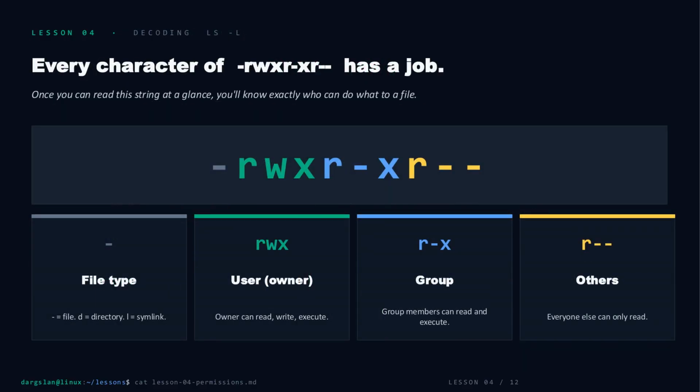Now let's put that grid into the form you'll actually see on your screen. When you run ls -l, you get a string like -rwxr-xr--. The very first character tells you the file type. A dash for a regular file, d for a directory, l for a symlink. Then the next 9 characters are just 3 groups of 3. rwx for the owner, r-x for the group, and r-- for everyone else. 1 string, 4 little chunks, and you've decoded the whole thing.